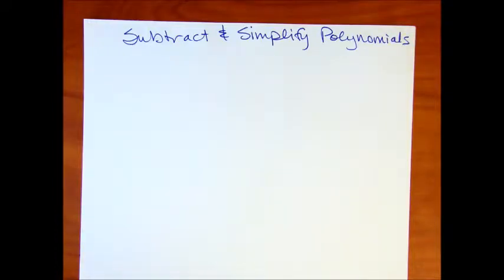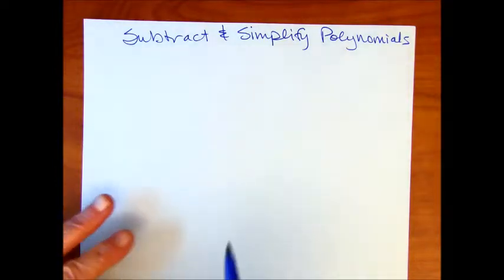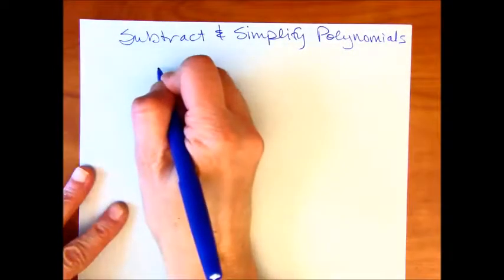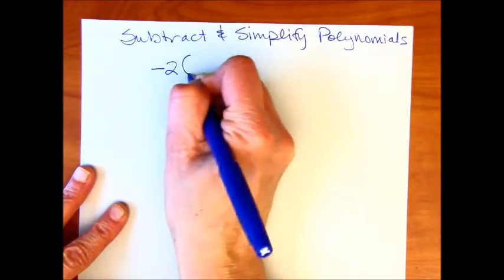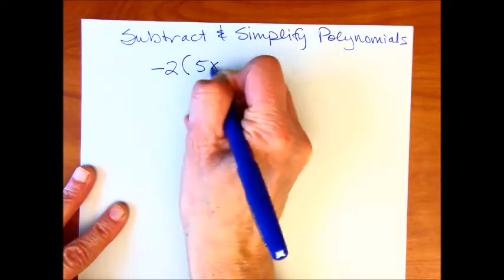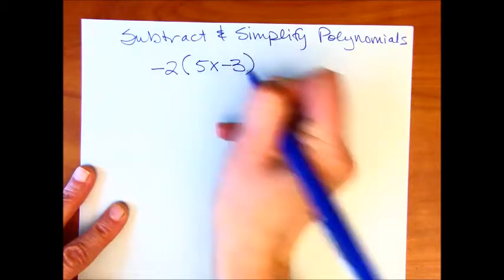Now let's go ahead and subtract and simplify polynomials. First, just a little review with the distributive property. We're going to be distributing the negative factor to each part within the parentheses. So here's an example. Say we have -2 times the quantity of 5x minus 3.